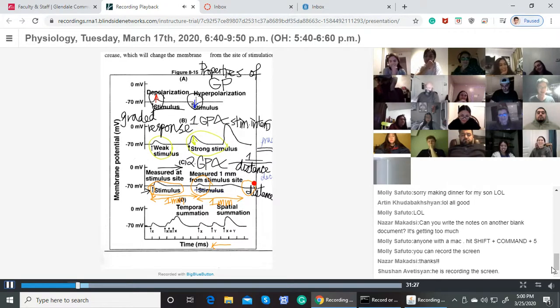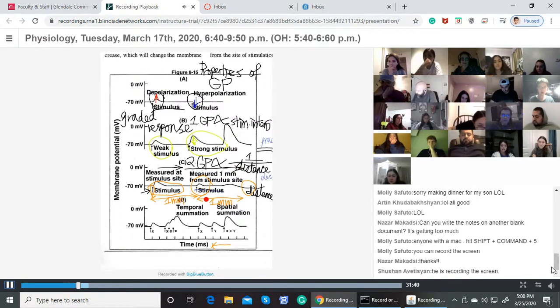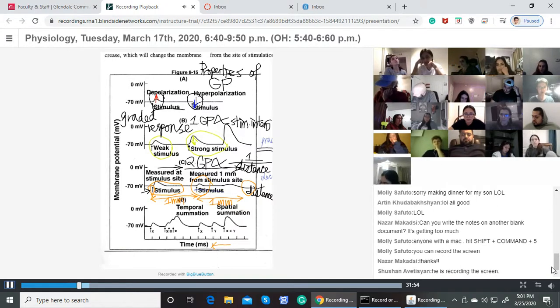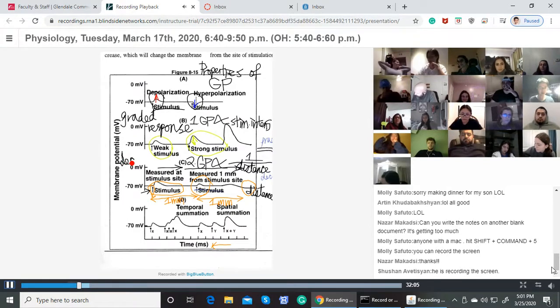Okay, the key point is that the graded membrane potential decreases according to the distance. The longer the distance, the smaller the amplitude. This is what we call inversely proportional. The shorter the distance, the higher the amplitude. This is what we call inversely proportional. What is a special term for that? We call it decremental. Not Sacramento, not our California capital. Decremental response.